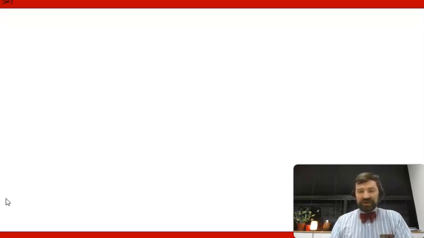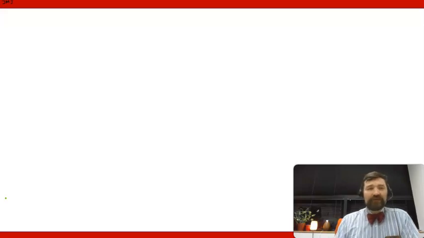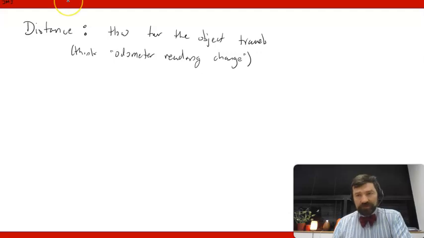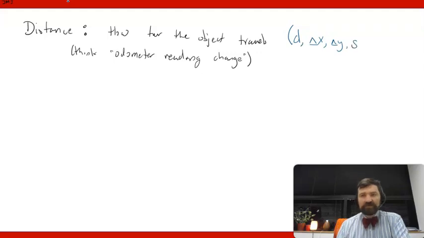Now, we also need to talk a bit about distance. And distance works whether we're in one dimension or many. Distance is just how far the object has traveled. It's like your odometer reading increase in moving an object from one location initially to another finally. Distance variously gets represented by d, delta x, delta y, s. These are all different ways of representing distance in physics.